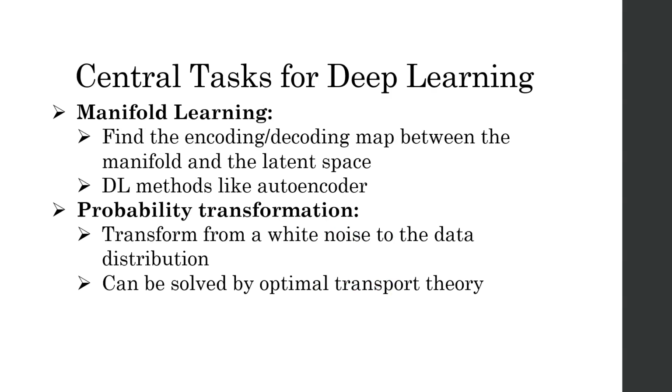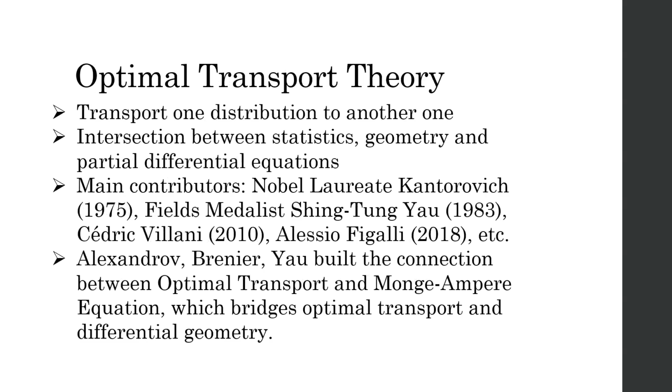The central tasks of deep learning include manifold learning and probability transformation. Manifold learning aims to find the encoding and decoding maps between the manifold and the latent space, which can be realized by the autoencoder model. The probability transformation transforms white noise distribution to data distribution and can be solved by optimal transport theory. Optimal transport transports one distribution to another. It lies at the intersection of statistics, geometry, and partial differential equations.